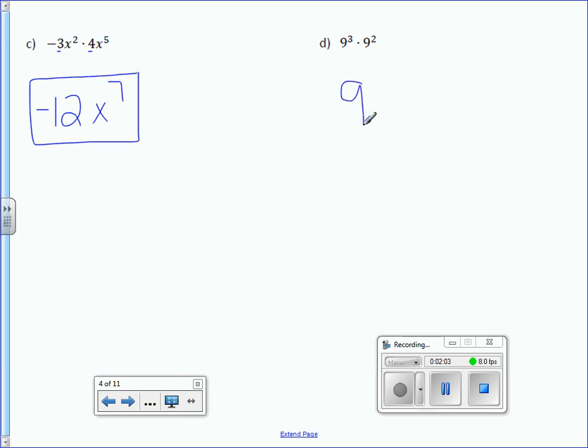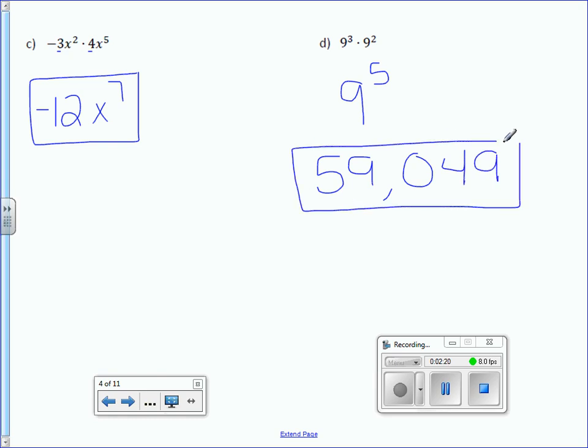Keep the base of 9, add the exponents. We have 9 to the 5th. Plug it in your calculator, and you get 59,049. You can use the calculator as long as you show the previous steps.